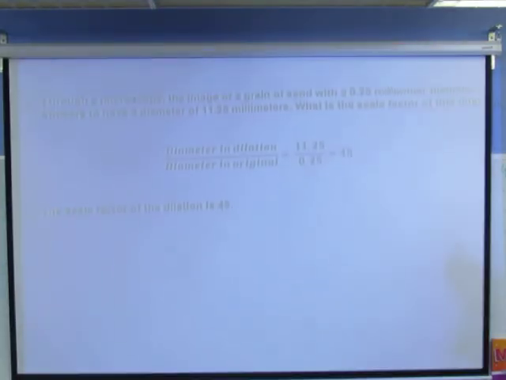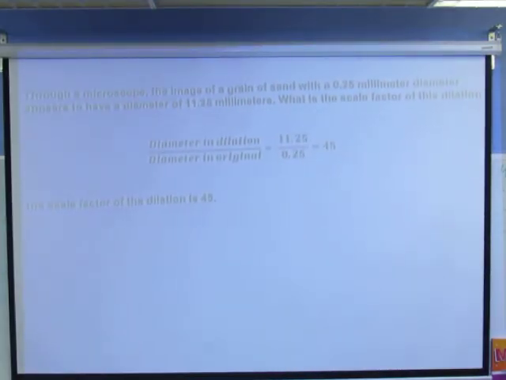And for this one, it says through a microscope, the image of a grain of sand with a 0.25 millimeter diameter appears to have a diameter of 11.25 millimeters. So the diameter of the actual grain of sand is 0.25, a quarter of a millimeter. You can't even see that with your naked eye, right? But when they enlarge it underneath the microscope, it appears to be 11.25 millimeters in diameter. We want to know how much was it enlarged by.